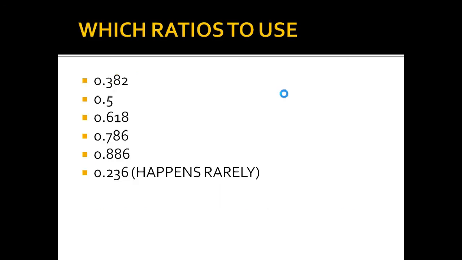So let's get started. The ratios which you will use here are 0.236, 0.382, 0.5, 0.618, 0.786 and 0.886. The 0.236 rarely happens, and we can only know it happened after things have occurred. You can find the first three ratios occurring more frequently, and they are very useful, and these two ratios too occur but not so frequently. So we will give more importance to these three ratios.